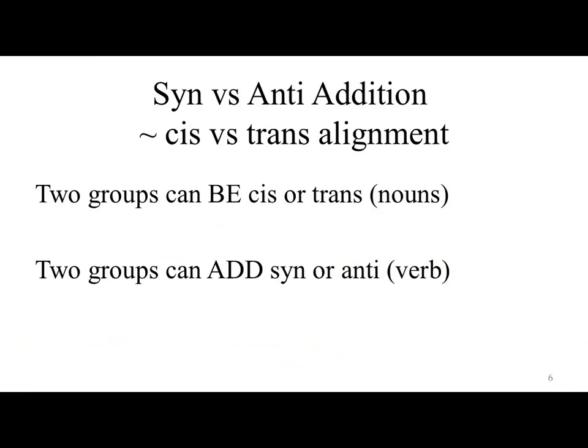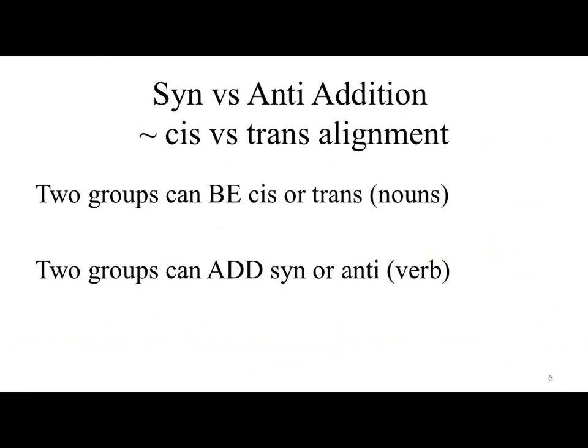Two groups can be cis and trans relations to each other. And in that case, we're referring to it as a noun or an adjective. When we're looking at the syn or anti-additions, we're looking at it as a verb, or probably an adverb. I'm not great with English, but it's just a different connotation, a different application. So if I'm looking at a syn addition, I'm referring to the physical addition of two groups to the double bond. Depending on what's added, I might be able to refer to it as a cis or trans product.